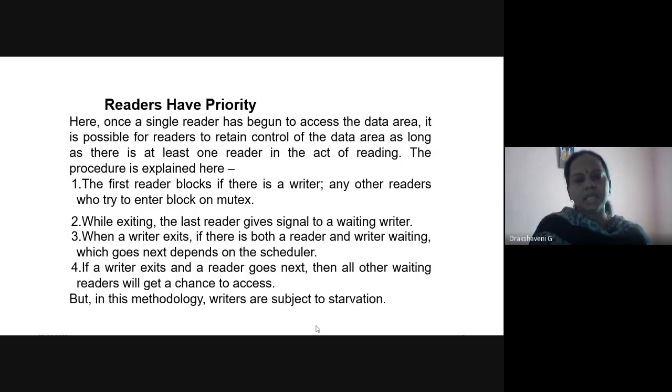When a writer exits, if there is both a reader and a writer waiting, which goes next depends on the scheduler. Suppose a reader is waiting and a writer is also waiting. So the scheduler has to be fixed for what goes next. If the writer exits and the reader goes next, then all other waiting readers will get a chance to access. But in this methodology, writers are subject to starvation. If the writer keeps on waiting, how long does it wait? Then this may lead to starvation.